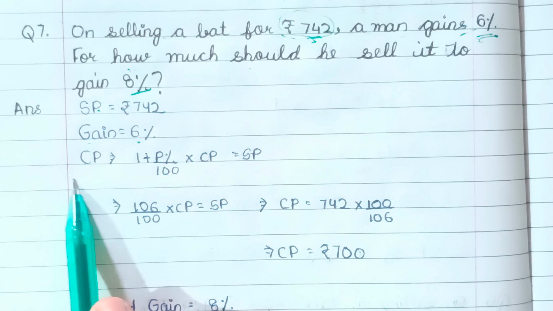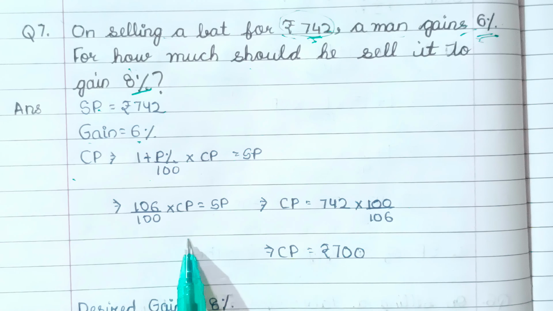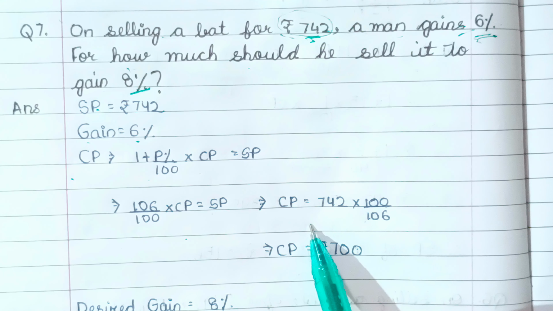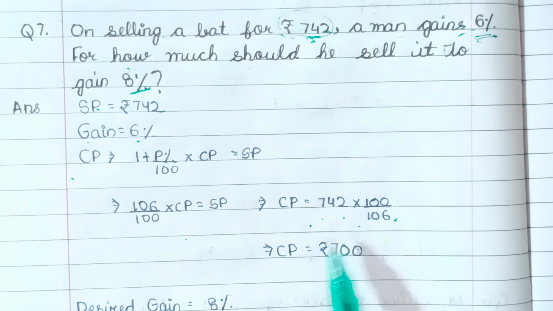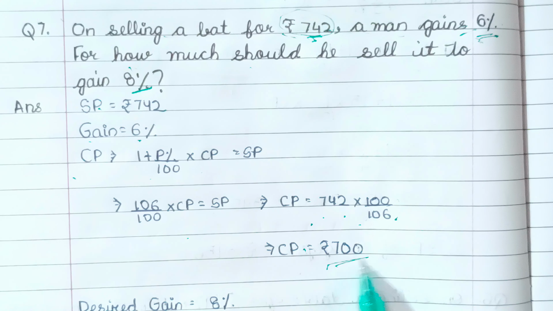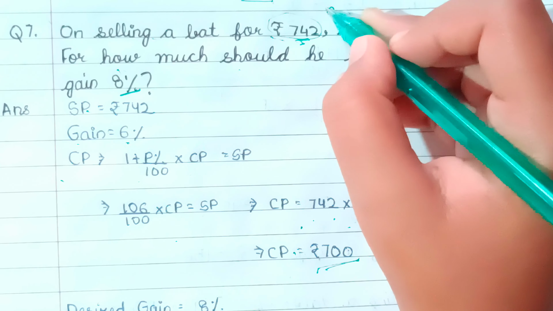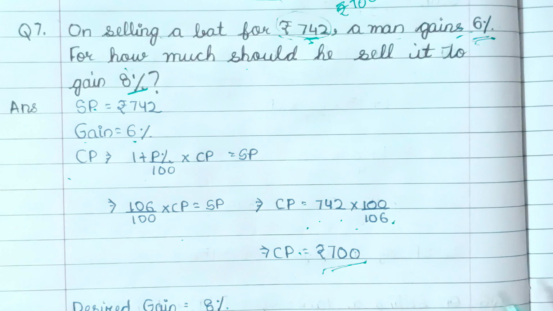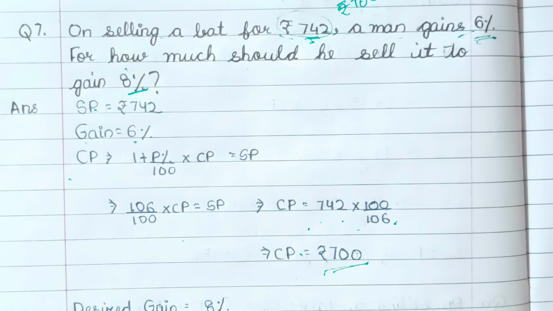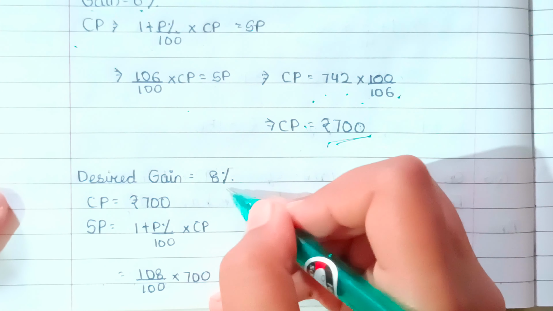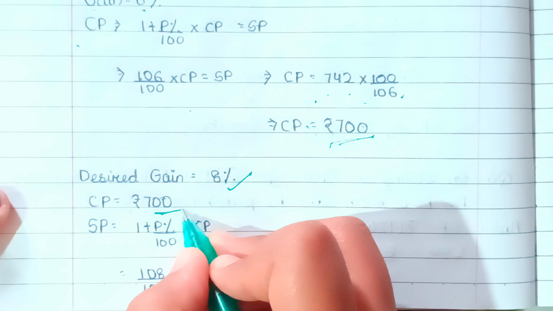So we can find the CP as 1 plus profit percent into CP is equal to SP. So 106 by 100 into CP is equal to SP. CP is equal to 742 into 100 by 106. So CP becomes rupees 700. So we have found that the CP of the bat is rupees 700. Now we have to find the selling price according to the desired gain, that is 8%. So the desired gain is 8% and the cost price we have found is rupees 700.